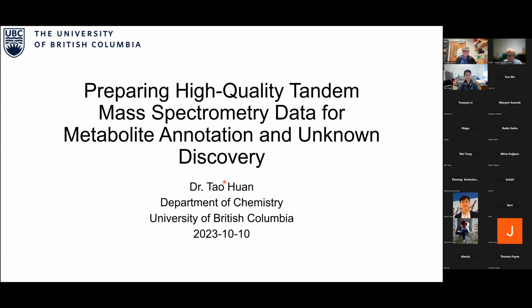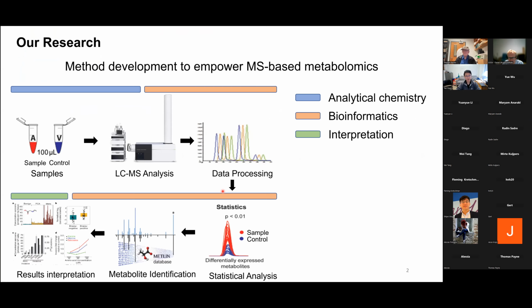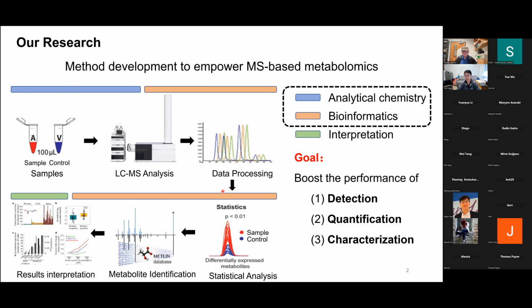So today I'm going to talk about our recent research effort in trying to clean up the tandem mass spectrometry data for better metabolite annotation and unknown discovery. I'm in the Department of Chemistry at the University of British Columbia. I'm an analytical chemist, and my lab mainly focuses on the synergistic development of analytical chemistry and bioinformatics. The goal is to make a fundamental improvement of mass spectrometry-based metabolomics in terms of how we can better detect, quantify, and characterize small molecules using mass spec.